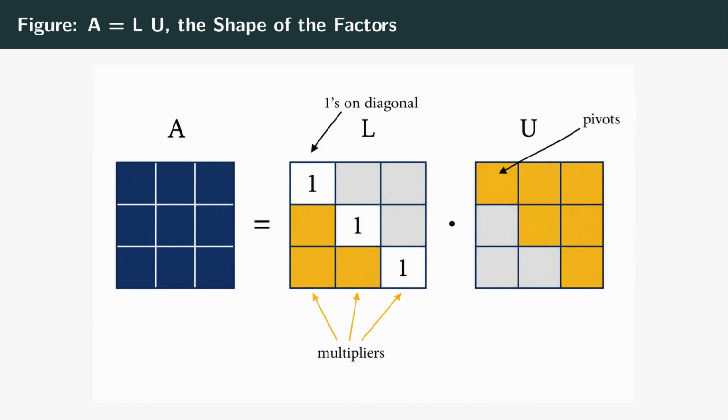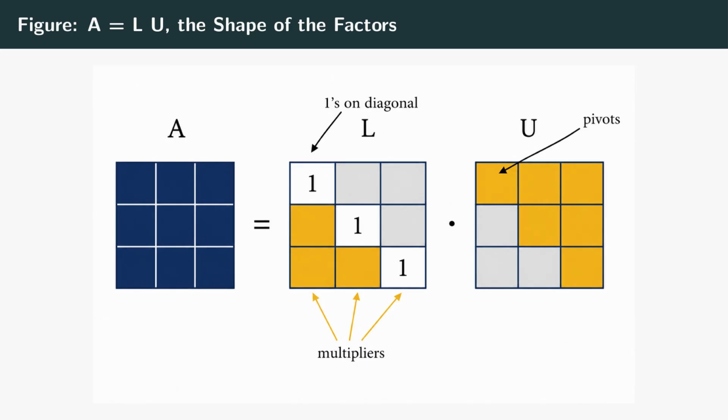Let's look at the shapes. On the left is the full matrix A, every entry filled in. It equals the product of two triangular matrices. The first factor, L, is lower triangular. Its whole upper right region is 0. It carries one straight down the diagonal, and below that diagonal sit the multipliers from elimination, the ones highlighted in gold. The second factor, U, is upper triangular. Its whole lower left region is 0, and along its diagonal sit the pivots, again highlighted.